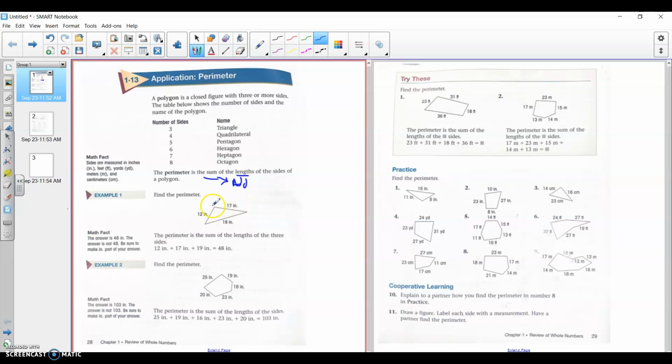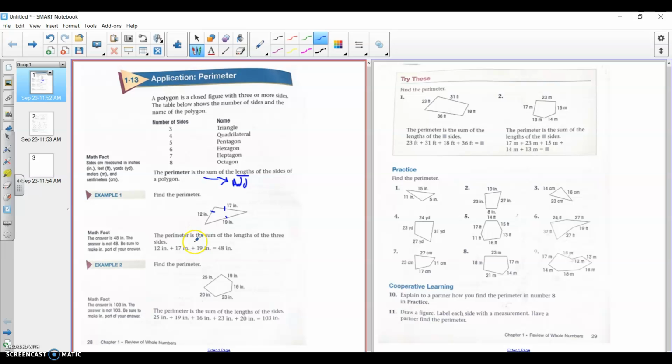Okay, so if you were to look at the figure in example number 1, you have one side here that's 17 inches, you have another side that is 19 inches, and then you have another side that is 12 inches. And all you're going to do is add up the sides and get a total. So the perimeter is the sum of the lengths of the three sides. You're going to take the 12 inches plus the 17 inches plus the 19 inches.